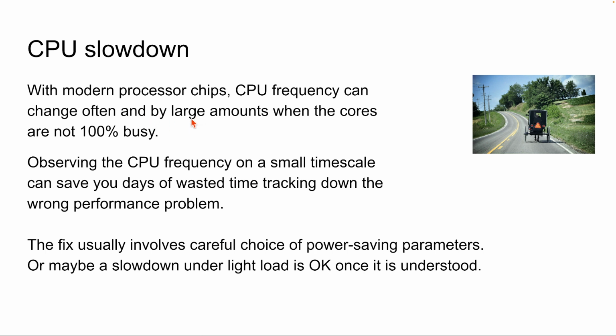So on modern chips, the CPU frequency changes a lot, and it can change by large amounts when the cores aren't very busy. So observing the CPU frequency on a small time scale is the thing that can save you days of wasted time. And the fix usually involves changing the power saving parameters to avoid slowing the CPU down as much or as often. Or maybe once you understand the problem, it's okay under light load to just say, oh, those transactions take 5 times longer than I expected, but it's not a big deal.